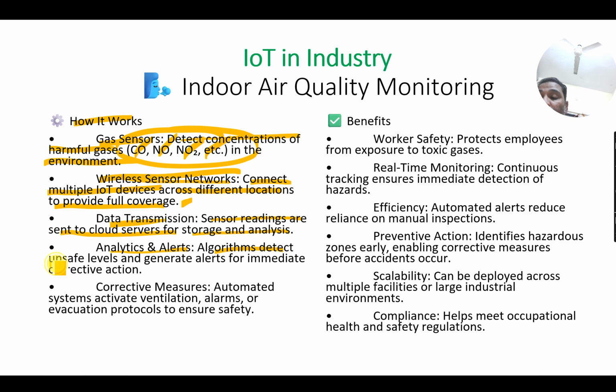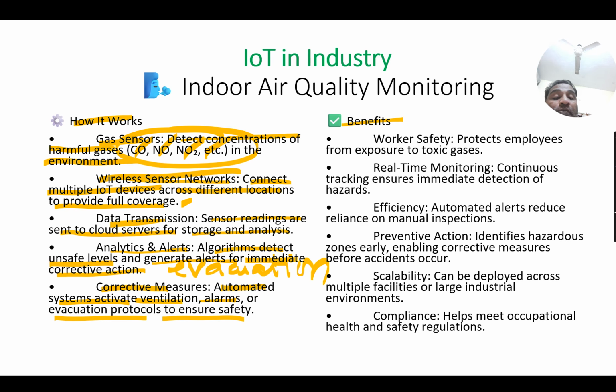So the algorithm detects the unsafe levels and generates alerts for immediate corrective action such as evacuation, right? Corrective measures. Automated systems activate the ventilation. They give the signal to the alarm or send evacuation protocols to ensure safety.